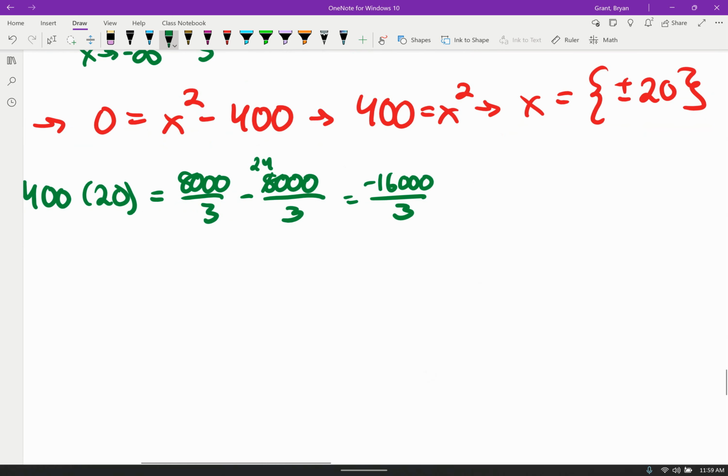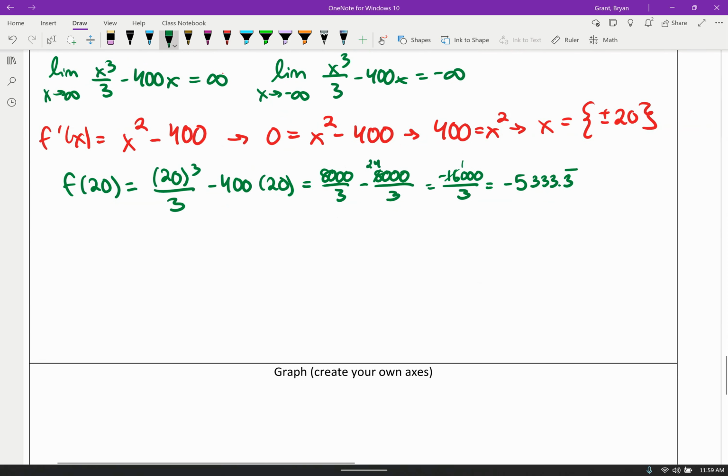You might want to use a calculator at this point, but I'll just do some quick math. 3 goes into 16 5 times with 1 left over, right? 3 goes into 10 3 times, and then we're just going to get 3's all the way down. So there we go. So, I don't know, negative 5,000, something like that. Okay, and that was f of 20.